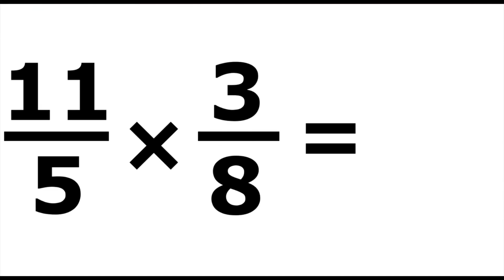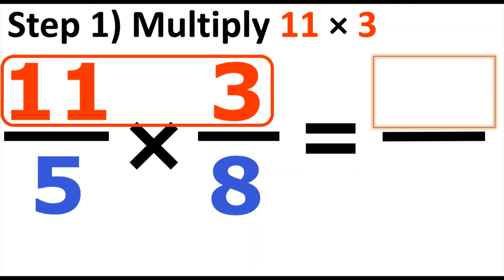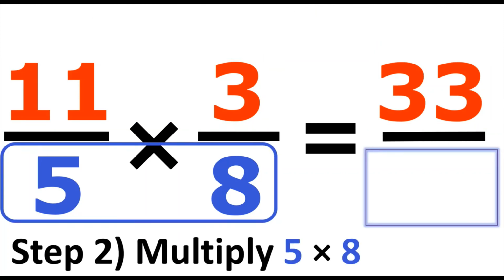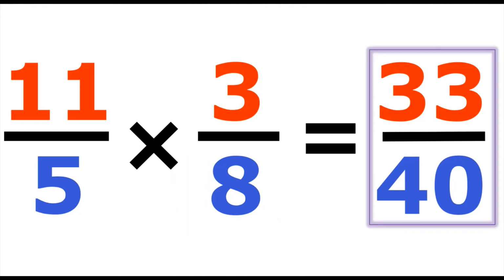Example number 24. 11 over 5 times 3 over 8. We start up top and multiply straight across. So 11 times 3 gives us 33. We go to the bottom and again straight across. We have a 5 and an 8. So 5 times 8, we multiply to get 40. So the answer is 33 over 40.